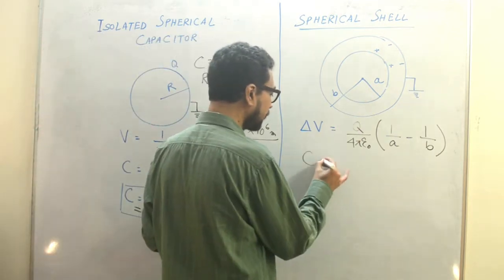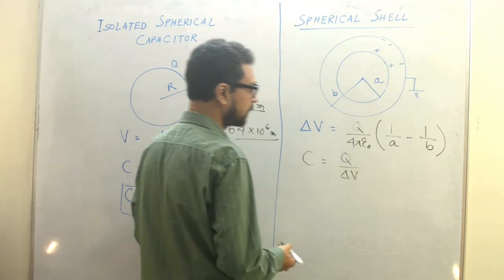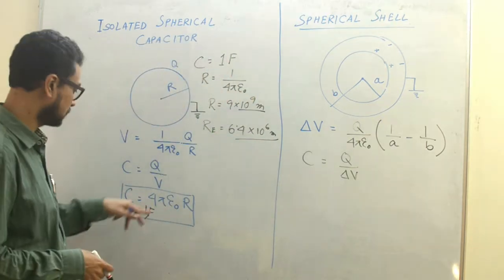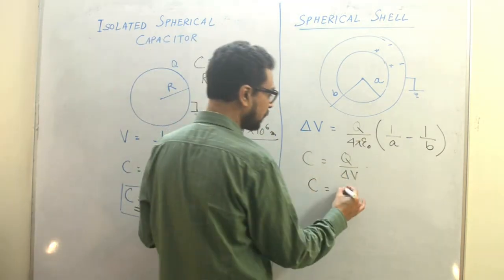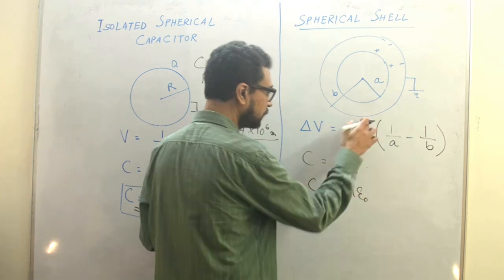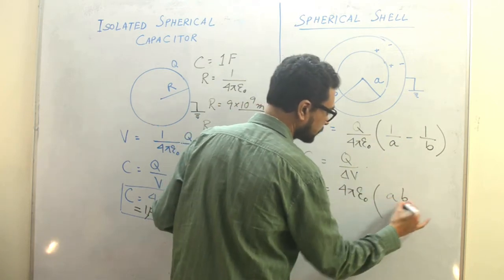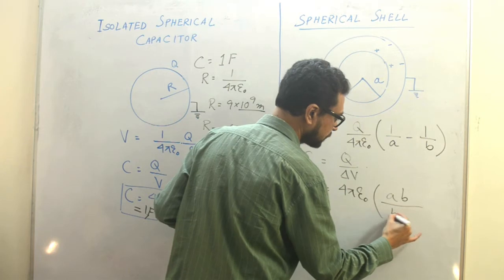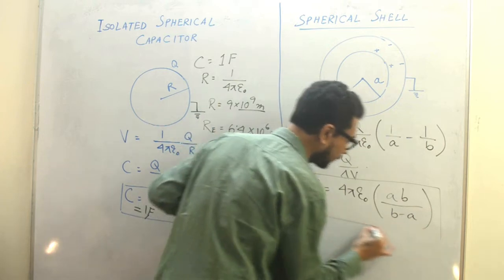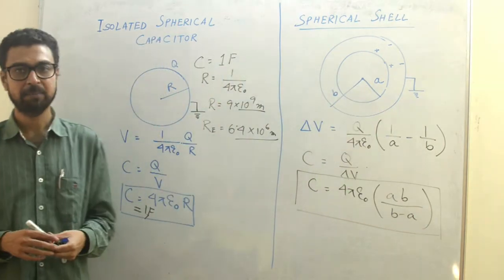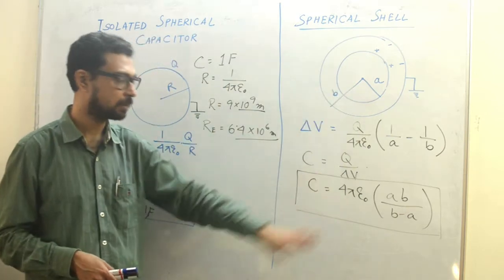Now we have to calculate C, which is Q by del V, and eventually you can understand when we talk about the similar expression we did here. So finally we can write C equals 4 pi epsilon naught Q by del V. If you do this expression, this is the expression for a spherical shell capacitor: 4 pi epsilon naught AB by B minus A, which is nothing but the product of the radii over the difference of radii.